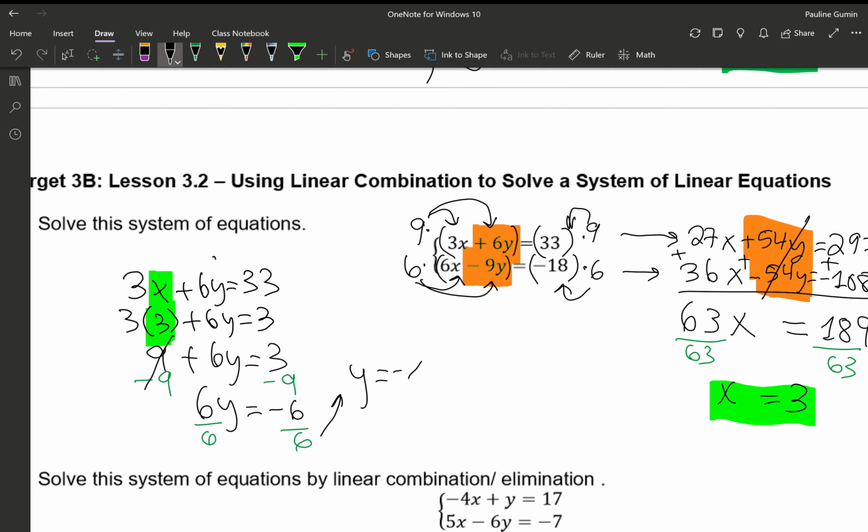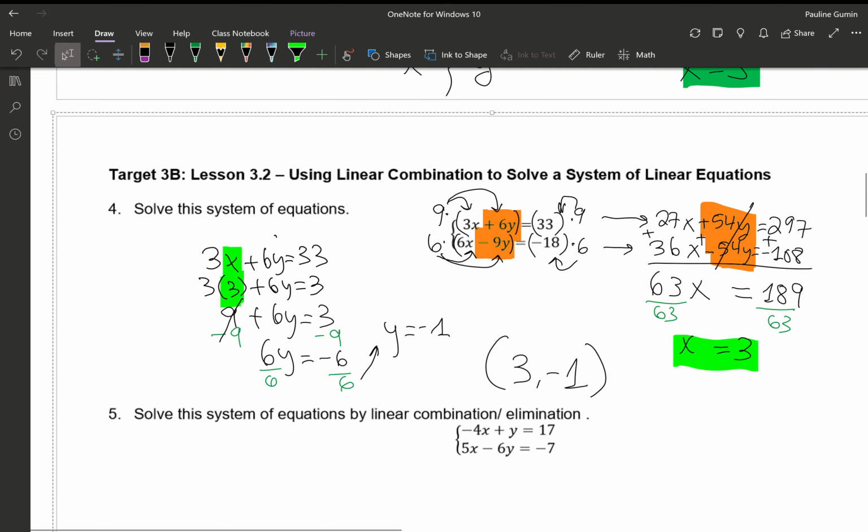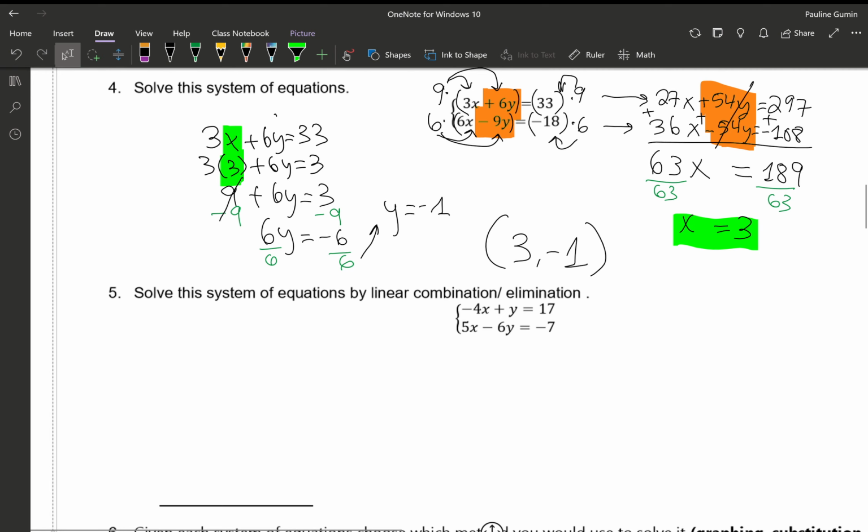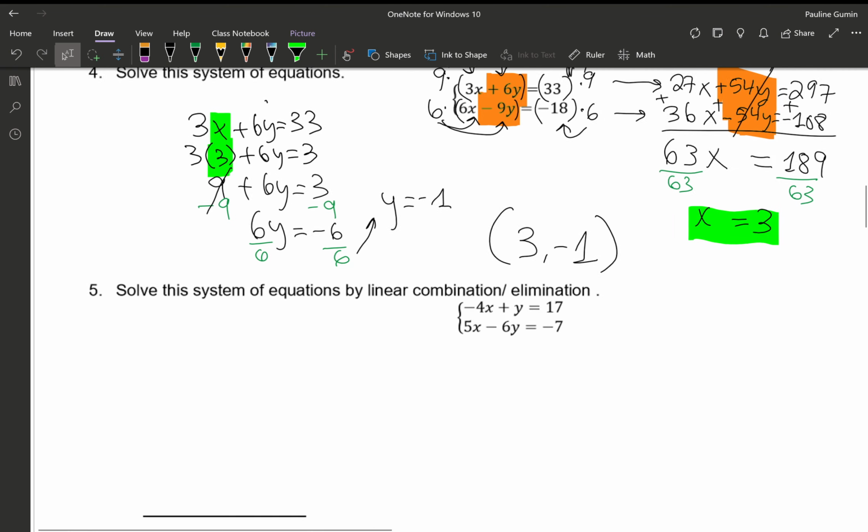Y equals negative 1. So our final answer is 3, negative 1. All right, onwards we go. Number 5, another problem solving through linear combination / elimination.